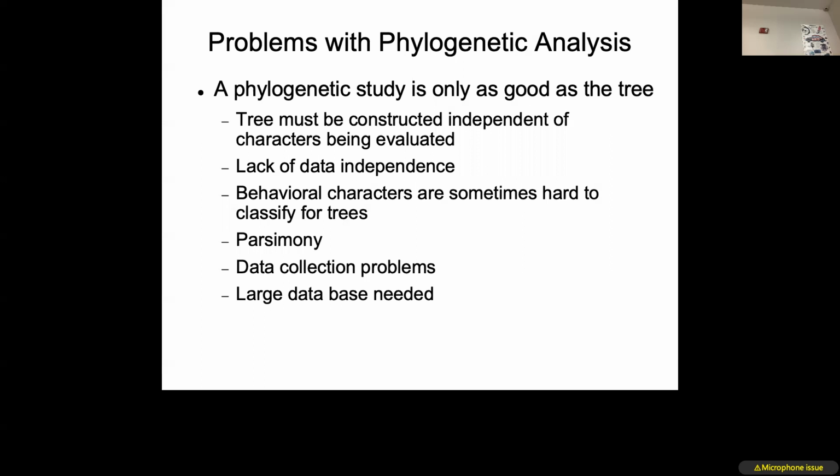One thing is that phylogenetic study is only as good as the tree. That's what you read this past weekend. The genetic tree describing the relationship between the social insects was good. The morphological tree was good, but there was clearly a problem because they were unresolved. They did not agree. And so the study is only as good as the tree. One of the things that's really important is that trees must be constructed of independent characters.